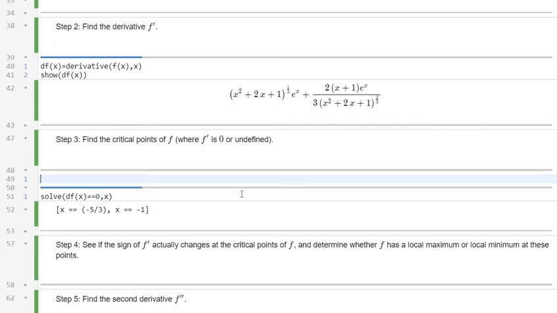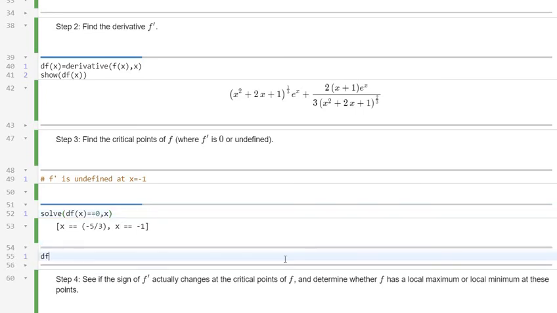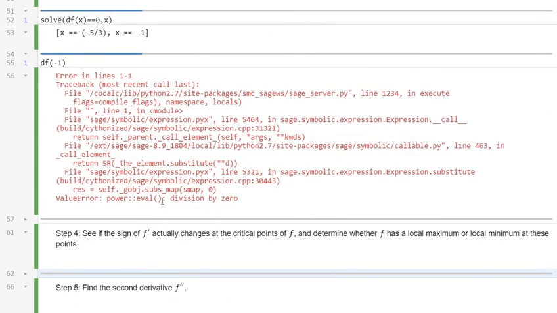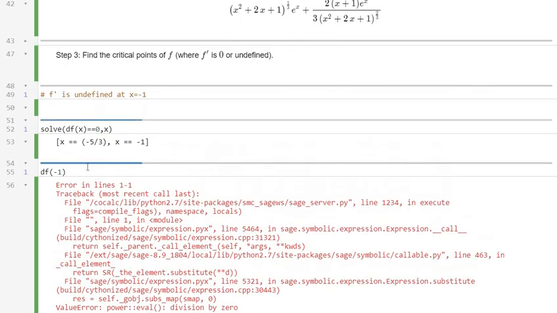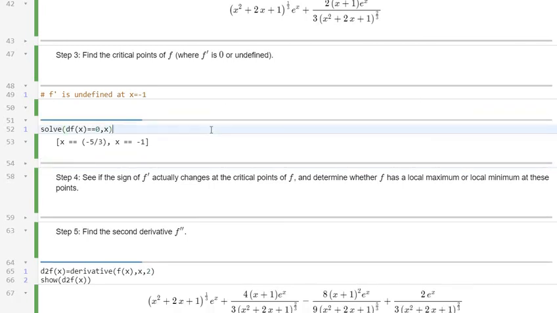Maybe I'll write myself a little note here. F prime is undefined, or DNE, at x equals -1. Now, if you look down here, you should be a little disturbed by that statement, because down here it says derivative is equal to 0 when x equals -1. Does that make any sense? Well, let's ask it. What is the derivative at -1? And it says error, division by 0. So it recognizes that -1 is not a solution here, but it still gives me that as an answer. And so that's a little troubling.